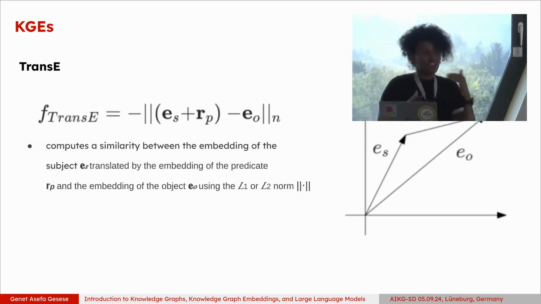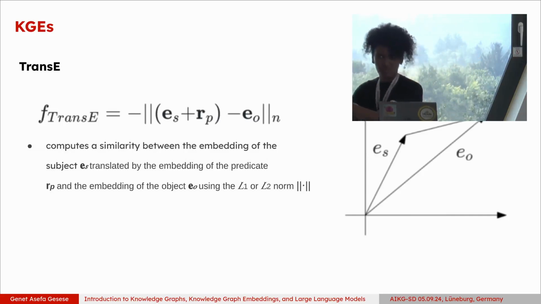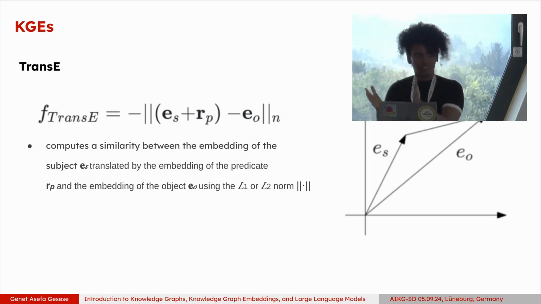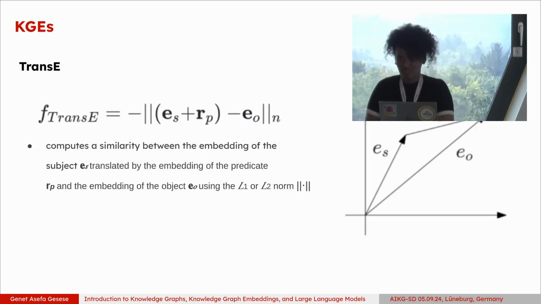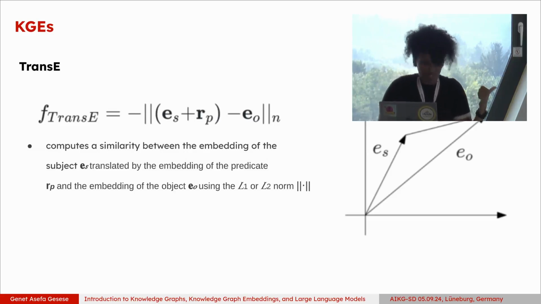So you can already see why it's not able to do symmetric, right? Because if I say German plus capital is equal to Berlin, then I cannot say the other way around, Berlin plus capital is German. That's not possible. That's why it doesn't capture symmetry.